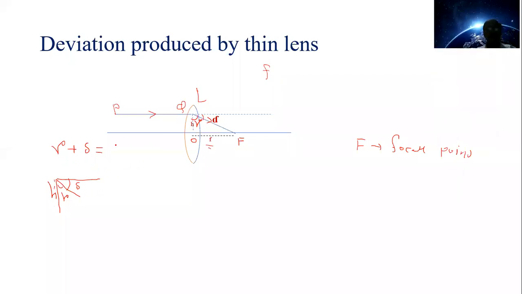Here gamma plus delta is equal to 90 degree. Now see here in this triangle QOF. In this triangle, if we consider this angle as alpha, suppose, and this angle is of 90 degree. Therefore, gamma plus alpha is equal to how much?